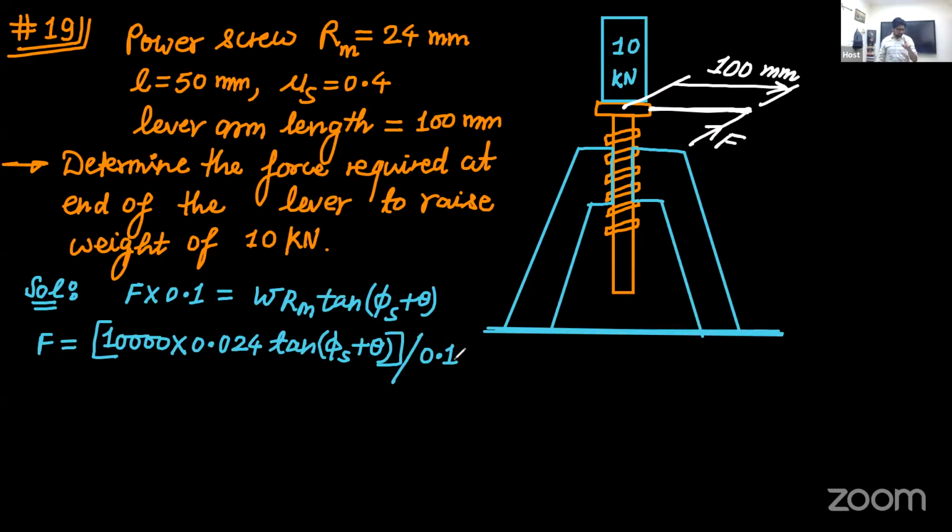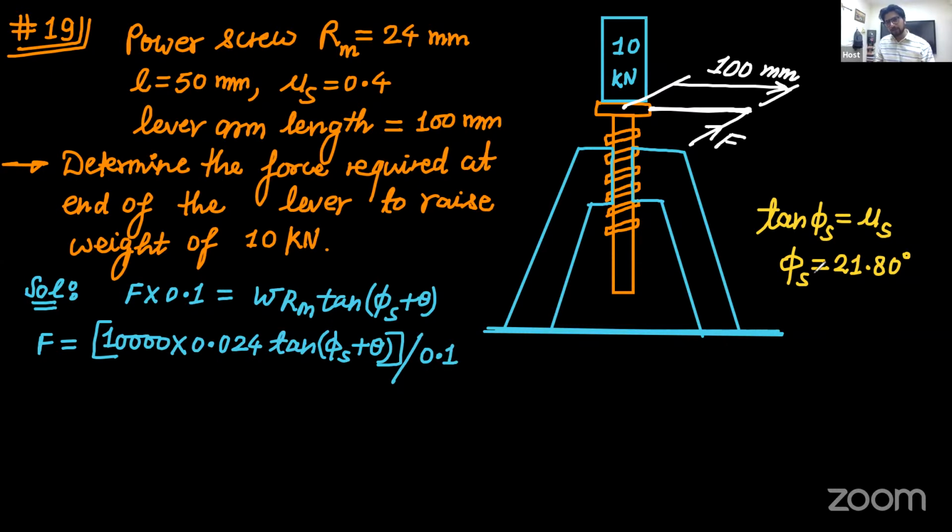Now I need to calculate this phi s value and theta value. Phi s is the limiting angle of friction, and that can be calculated from mu s. Because I have the mu s value available, 0.4, this is going to become tan inverse of 0.4, which is 21.80 degrees.